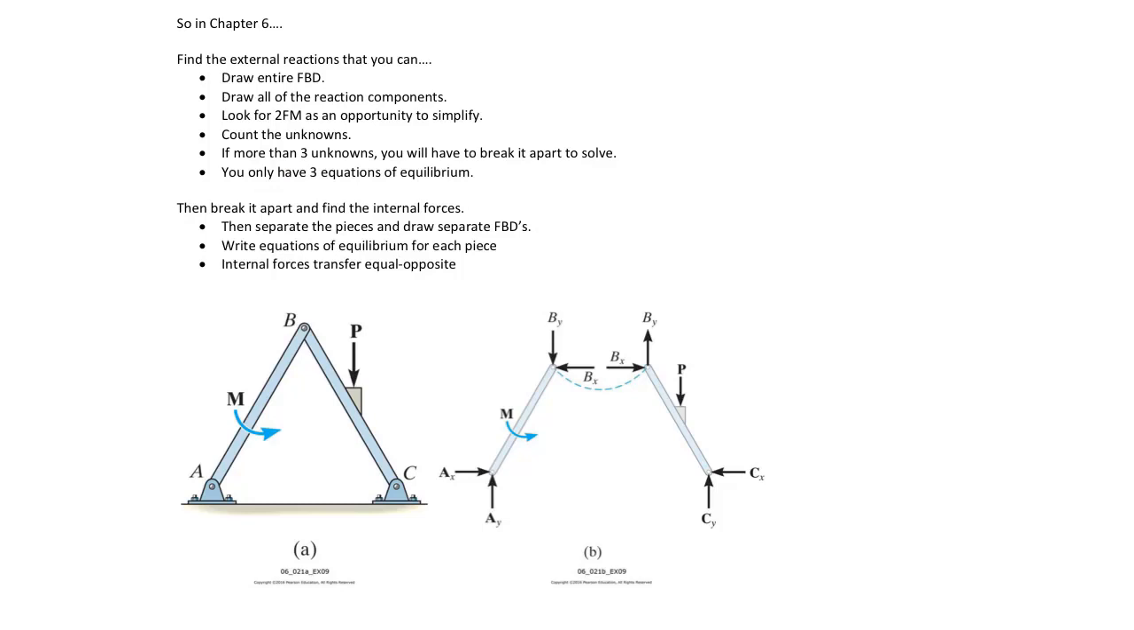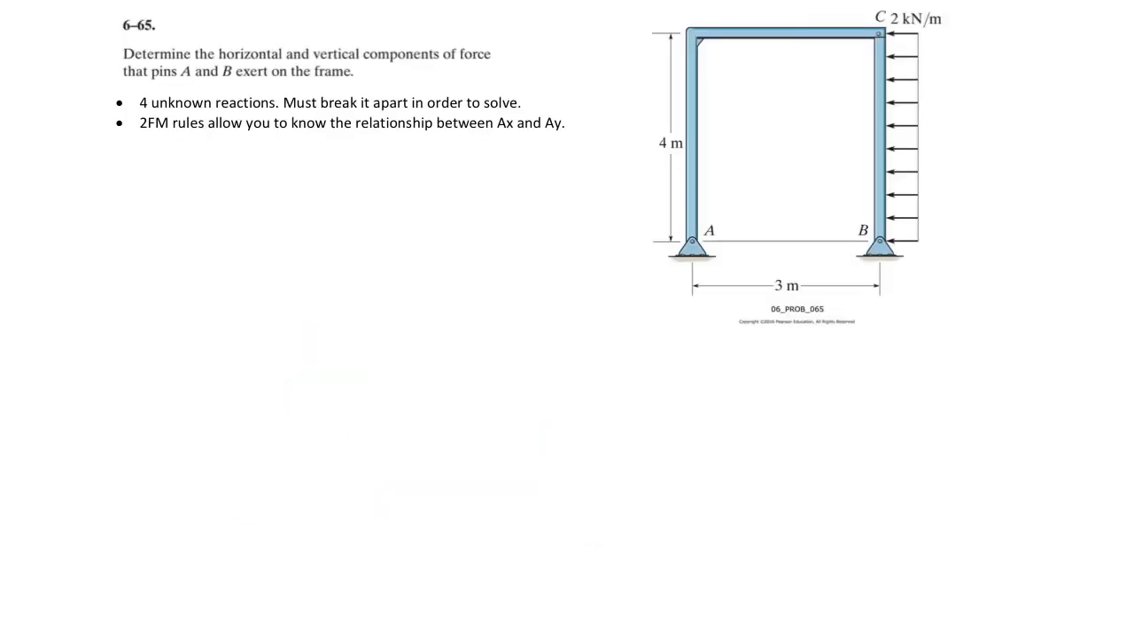So then the process is to break it apart after we find the external reactions that we can. Maybe we can't find them all. Then break it apart and find the internal forces that we're required to find. Separate the pieces, draw separate free body diagrams of each, write the equations of equilibrium for each piece, and just remember to transfer internal forces equal and opposite.